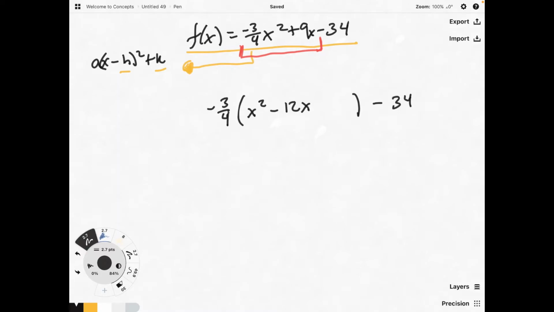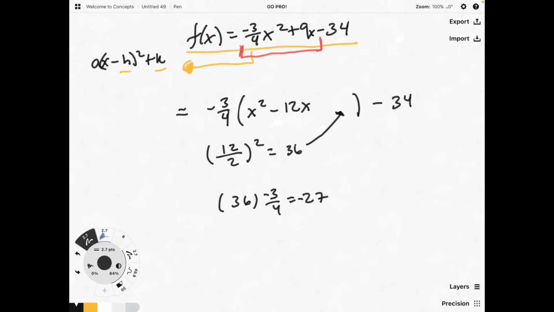What we need to do is take that middle term, divide it by 2, square it. So then that's going to be 12 divided by 2 squared, and that's going to give us 36. That's going to be our term here. When we add 36 to this side, we need to be very careful because it's not just 36, it's actually 36 multiplied by negative 3/4. When we do that, we get 36 times 3, which is equal to 108, and 108 divided by 4 is equal to 27.